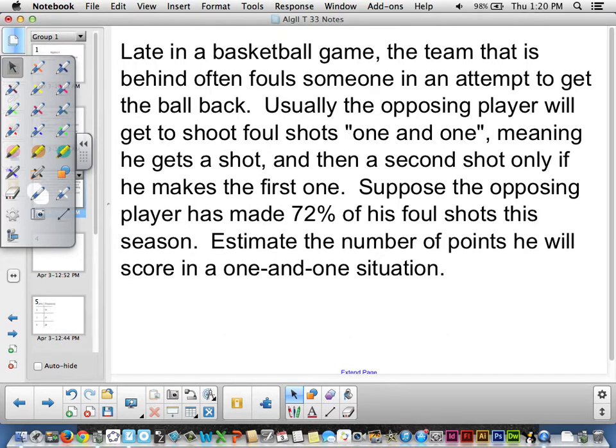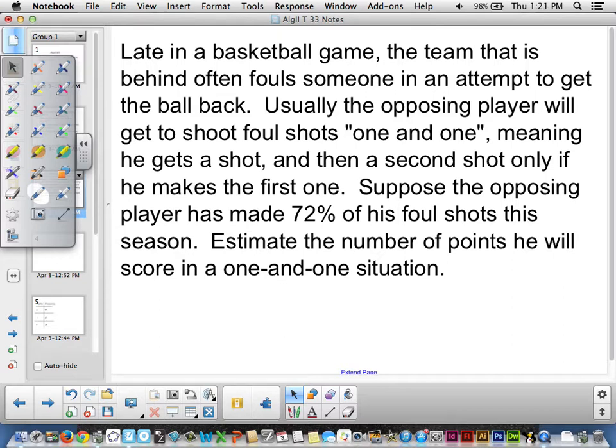Our first simulation. Late in a basketball game, the team that is behind often fouls someone in an attempt to get the ball back. Usually, the opposing player will get to shoot foul shots 1-and-1, meaning he gets a shot and then a second shot only if he makes the first one. Suppose the opposing player has made 72% of his foul shots this season. Estimate the number of points he will score in a 1-and-1 situation.